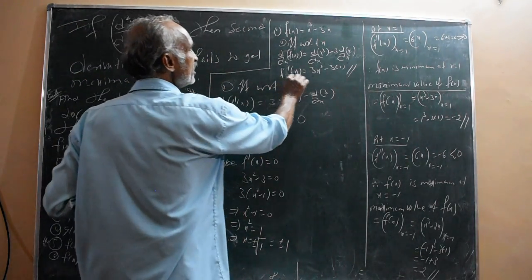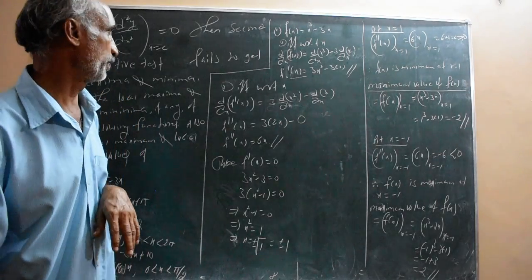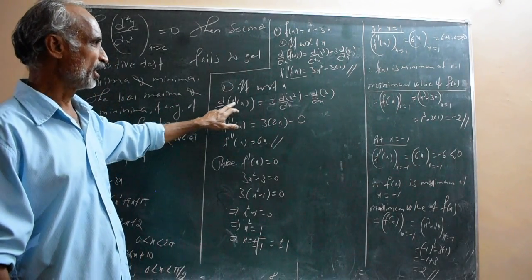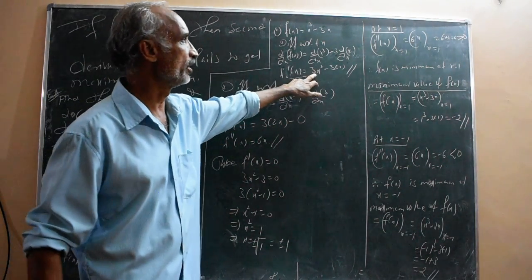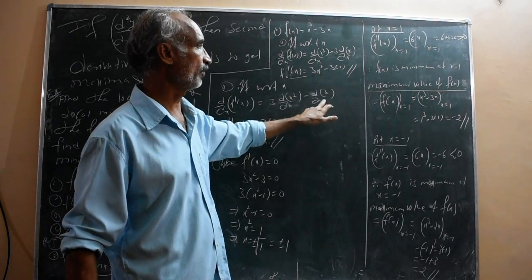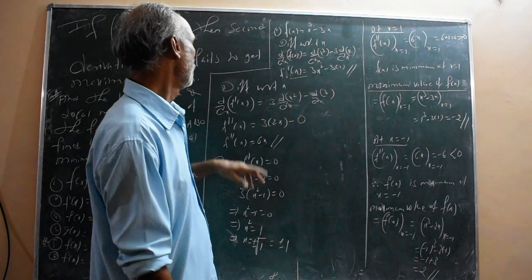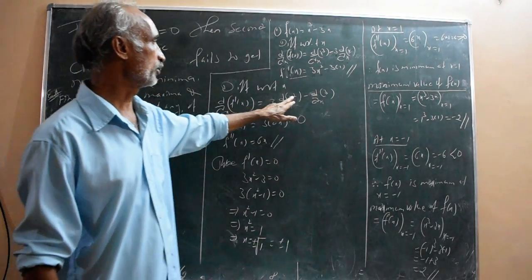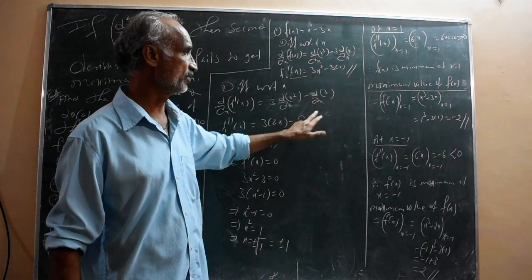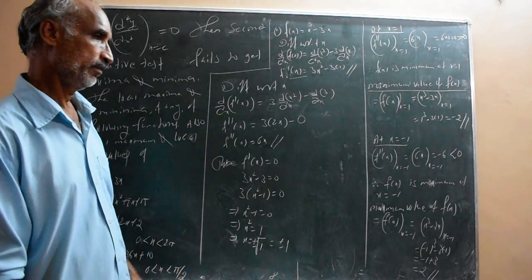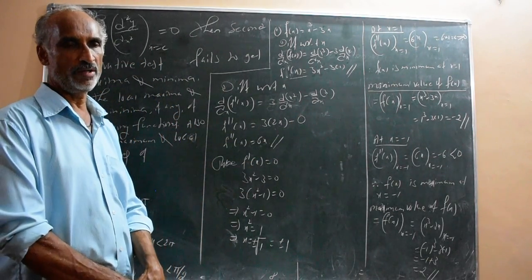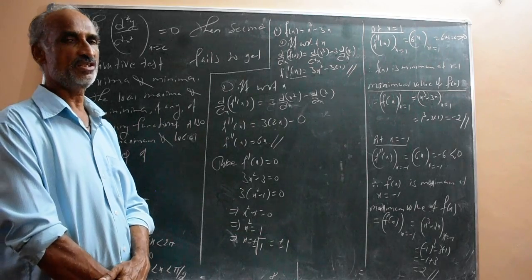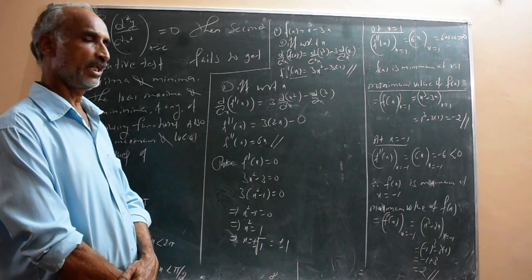Again differentiating this equation f dash of x with respect to x. So d by dx of f dash of x is equal to 3 into d by dx of x square minus d by dx of 3. So d by dx of f dash of x is f double dash of x. X square differentiation is 2x, constant differentiation is 0. Okay, 3 into 2x is 6x. First step is over. We have to work out f dash of x and f double dash of x in the second derivative test. And what is the second step now?